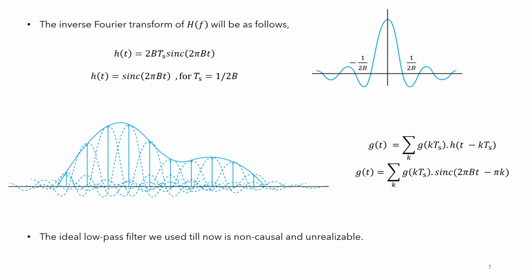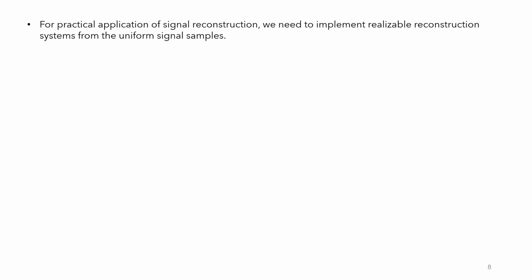But the thing is, the rectangular function that we have used is only theoretically possible. Practically, it's not realizable. We can also infer this from the infinitely long nature of the sinc function. So, for practical reconstruction, we need to make use of a realizable system that can reconstruct the signal using the uniform signal samples, that is g bar of t.